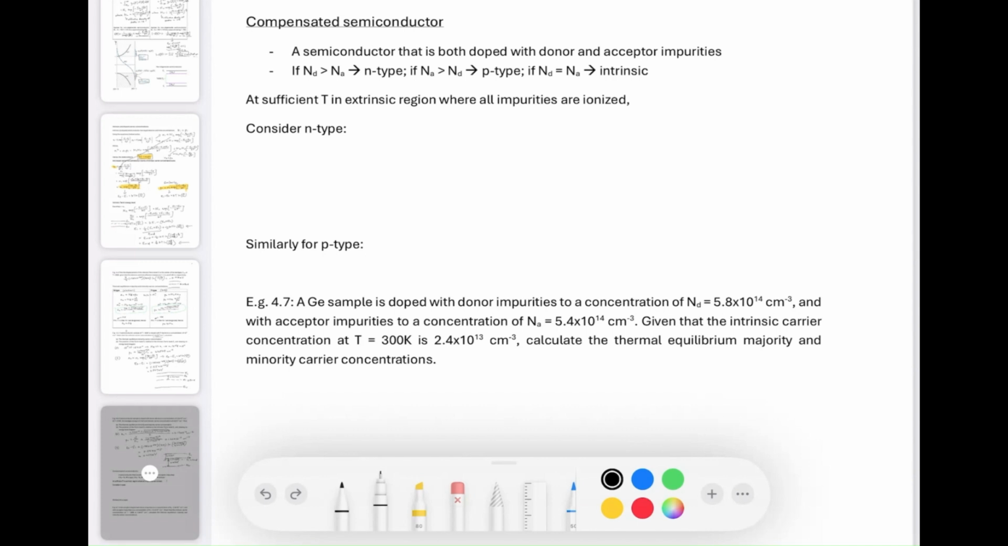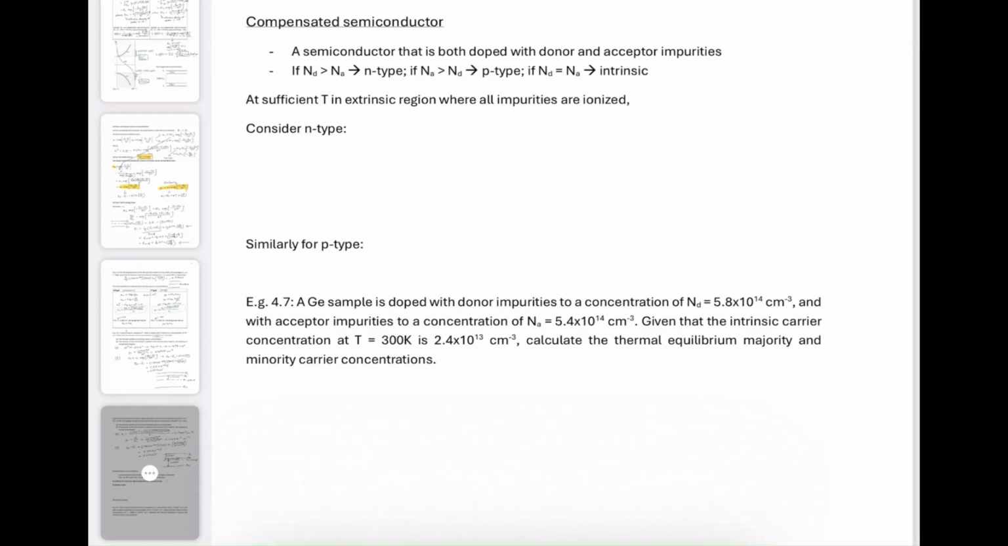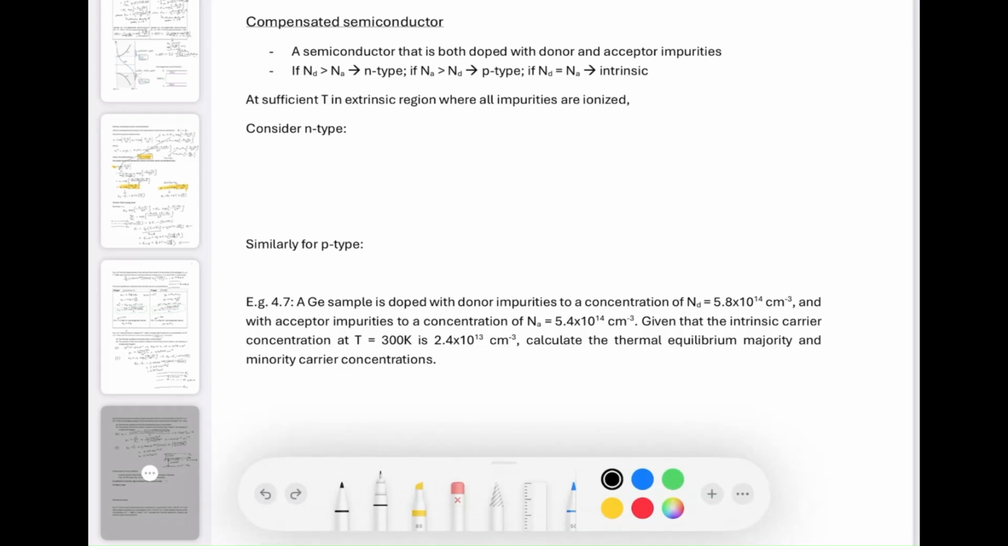So it depends on how much is doped on each side, and depending on which is more, it is either N-type or P-type. It's basically the same as a single dopant, it's just doped with both, and it's like the net amount instead of just one. So at sufficient T, in the extrinsic region where all the impurities are ionized, for what this sentence means you can look at the third video. Essentially it just means the temperature range where the semiconductor achieves its desired properties, we have P0 plus ND equals N0 plus NA. So it's just the same thing.